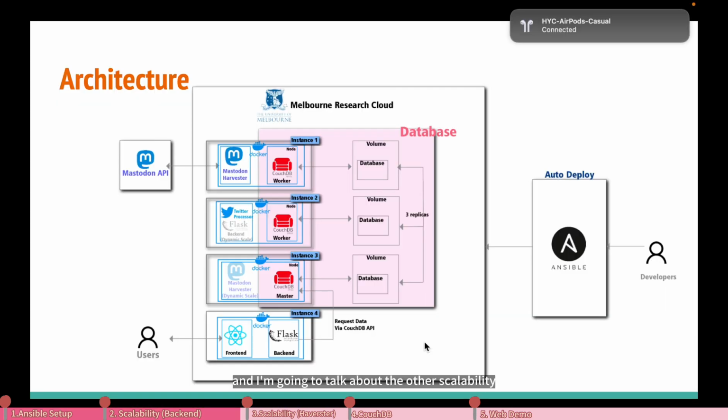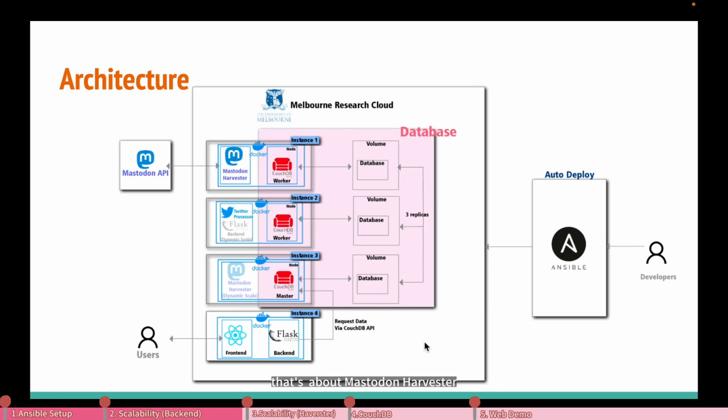I'm Jing again, and I'm going to talk about the other scalability, which is about our Mastodon Harvester. So far, only one Mastodon Harvester is deployed on instance 1. If we would like to collect more data from a different server, we can deploy another Mastodon Harvester on the CouchDB instance, which is instance 3. And it can be done by Ansible.